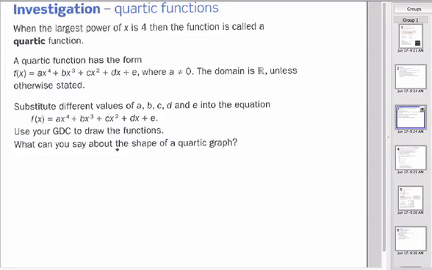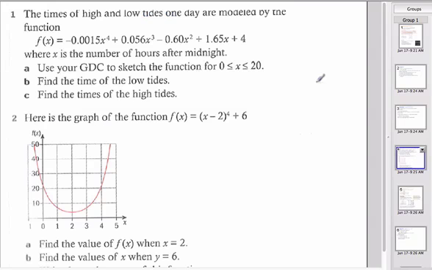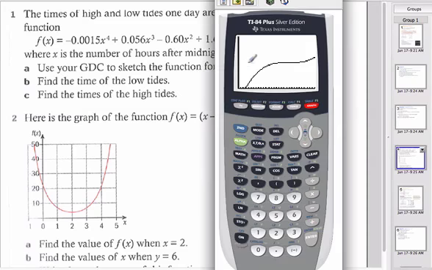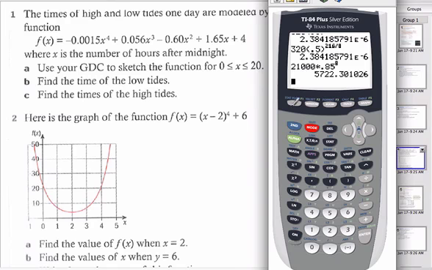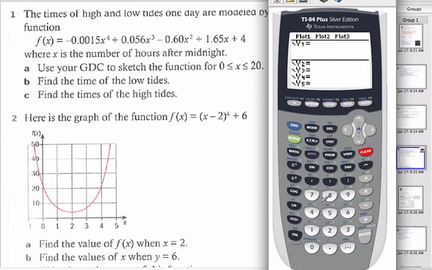Quartic functions. So quartic functions have an x to the power of 4 in the equation. Okay, so let's take a look at a quartic function. Here's one right here. We're going to use a graphing calculator to draw that quartic function. So I need to go to graph it and type in the function. Okay, so now I've got the function typed in.